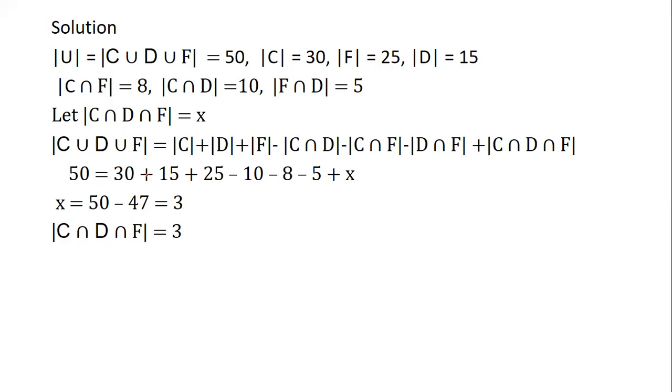So when you simplify all this, you are going to get x is equal to 50 minus 47, because when you simplify all, you get 47. Therefore, the answer now becomes 3. So it means only 3 people registered for all the 3 courses. That's the cardinality. Is that point okay?